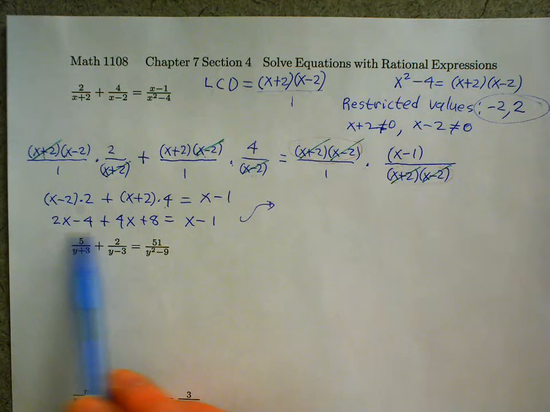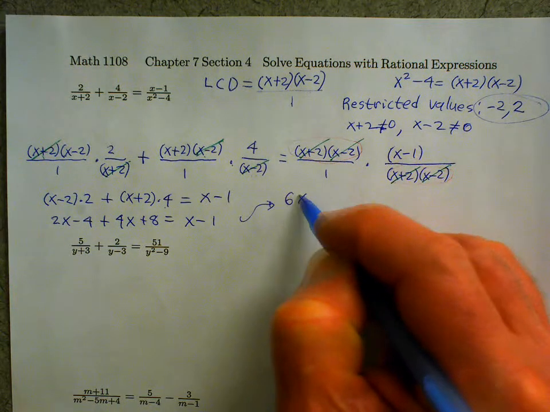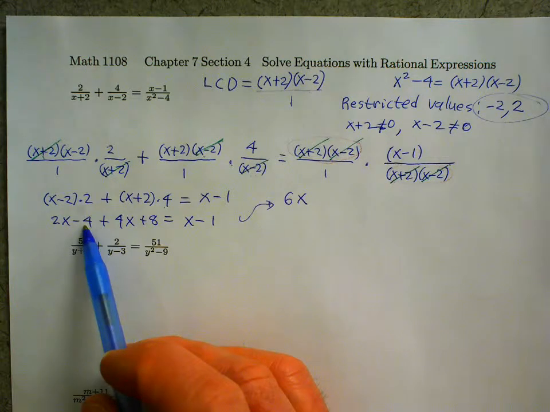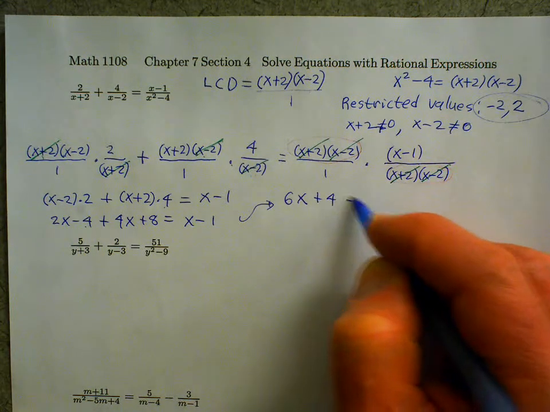Combine like terms on the left-hand side. 2x plus 4x is 6x. And the minus 4 plus 8 is plus 4 equals x minus 1.